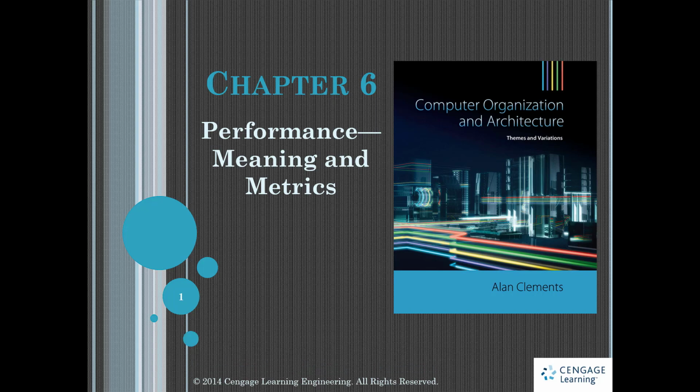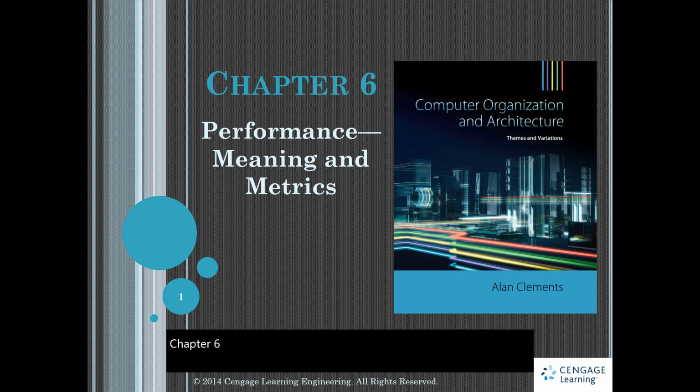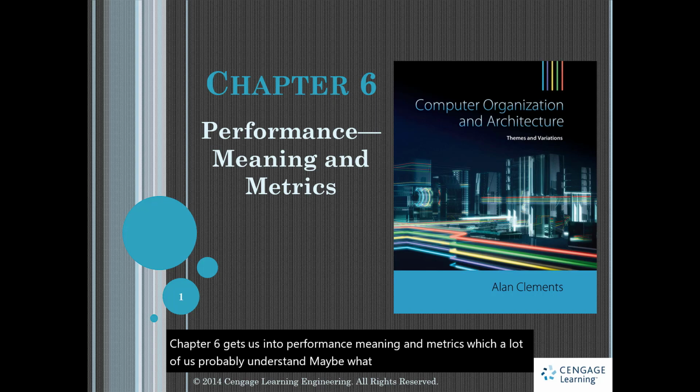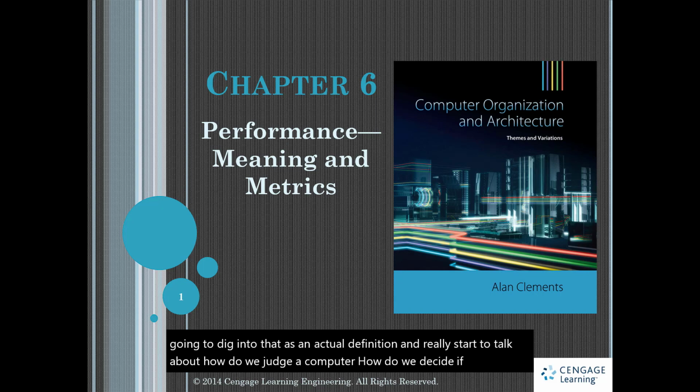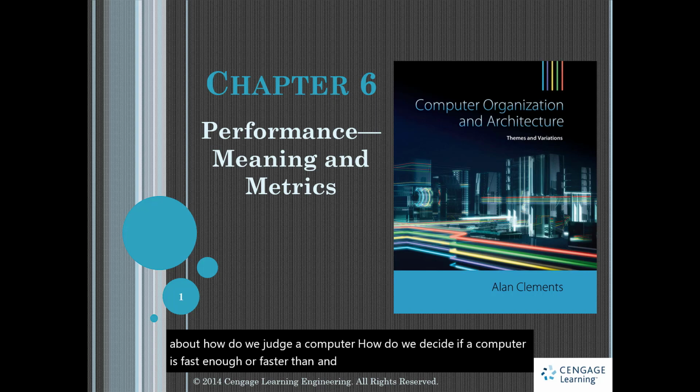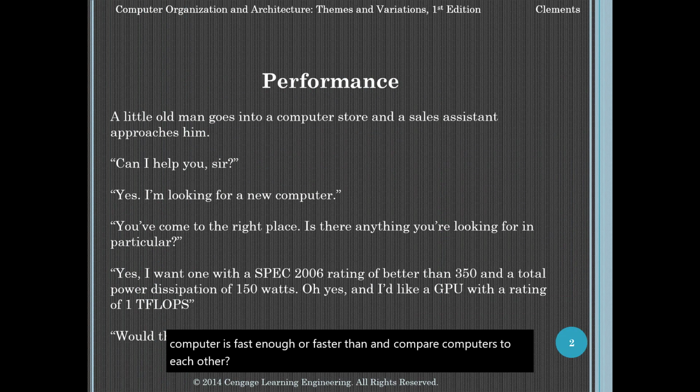So, chapter 6 gets us into performance, meaning, and metrics, which a lot of us probably understand what performance means, but we're going to dig into that as an actual definition and really start to talk about how do we judge a computer? How do we decide if a computer is fast enough or faster than, and compare computers to each other? So getting started, the book starts us out with just this little dialogue, right?